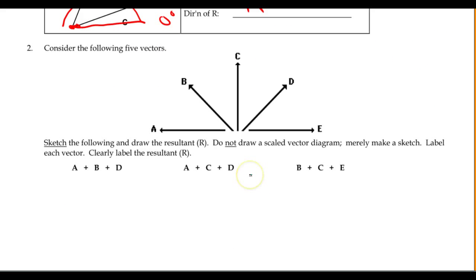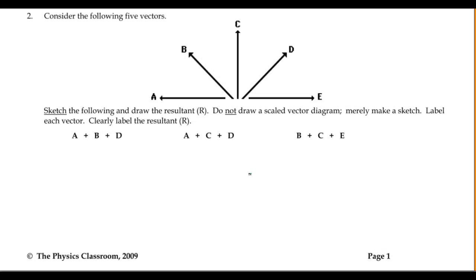Okay, here we have 5 different vectors. They just want us to show what the addition of each of them would look like. We don't have to draw them to scale at this point. We're going to get some idea of what they would look like if we added them together.